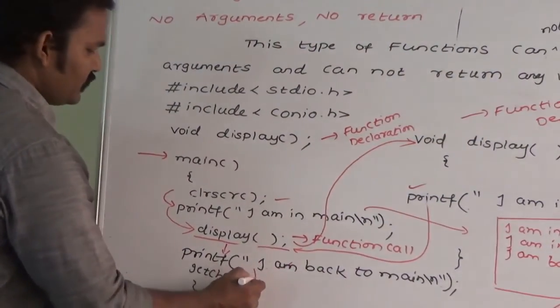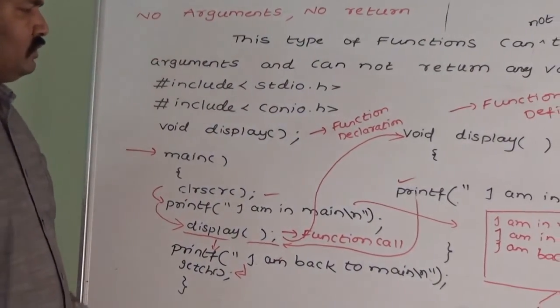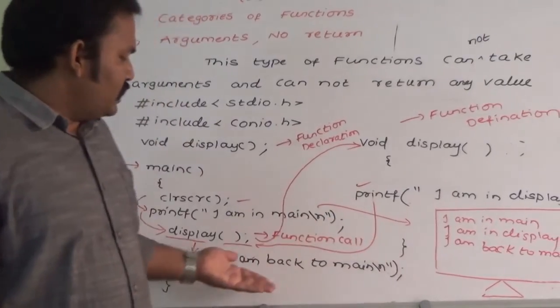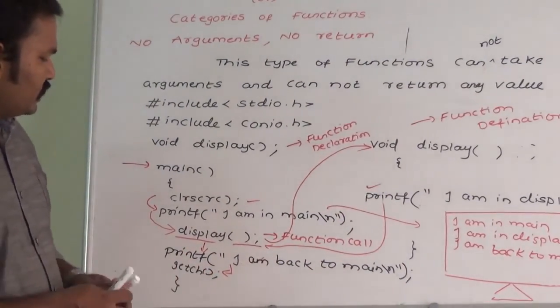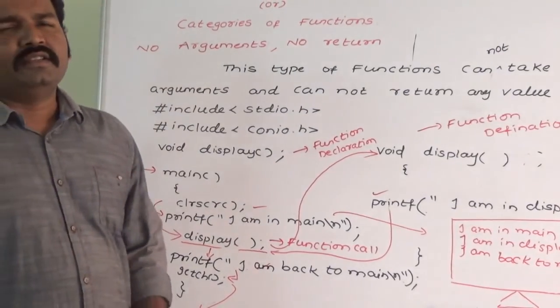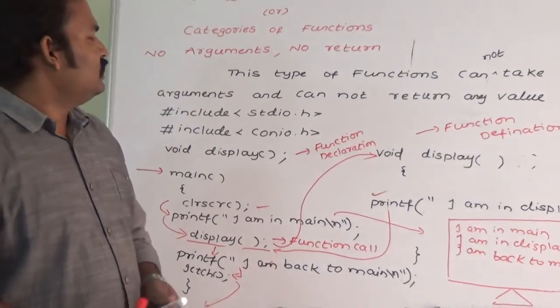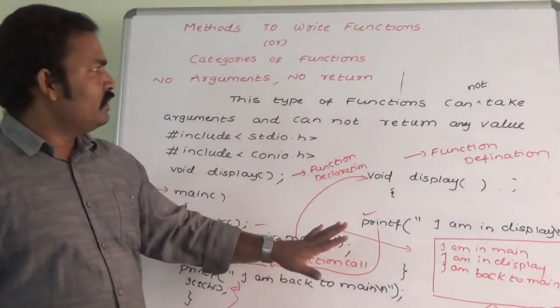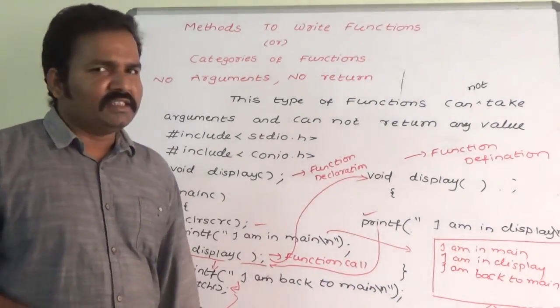So then execution control is transferred to getch. So the getch function will be executed. Then execution control is transferred out of the main function. Okay. So, clear? This is the example program for a function with no arguments and no return value.